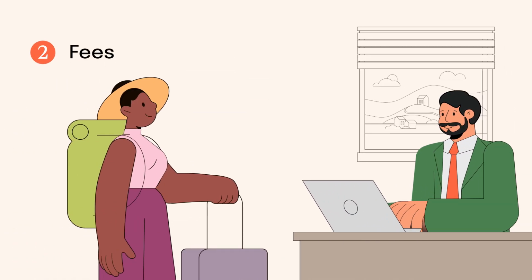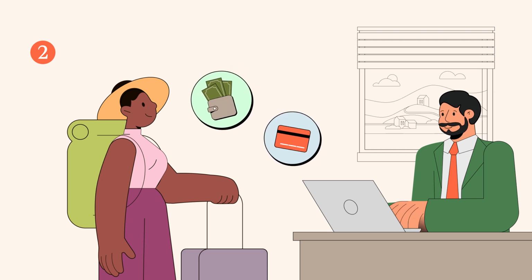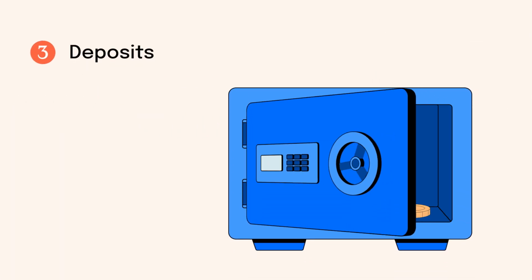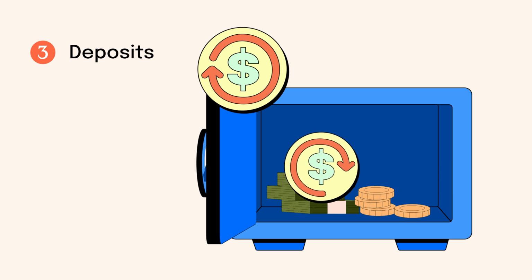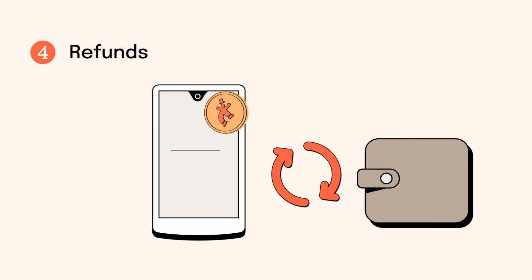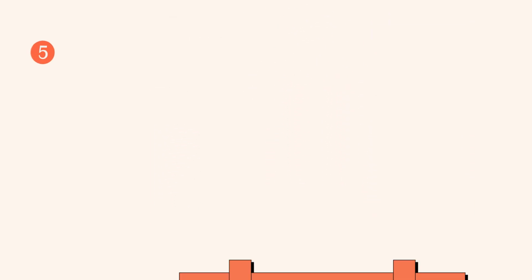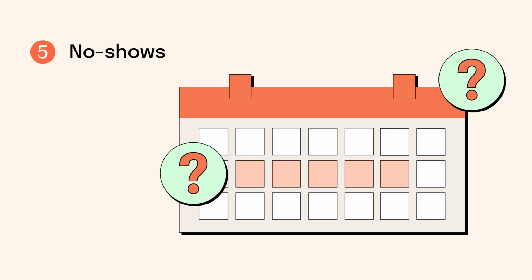2, the fees themselves. Guests need to know exactly what fees they'll face at different deadlines and in different situations. 3, deposits. If you don't take payment for the full booking amount up front, let guests know how much the deposit is and if it's refundable, part refundable, or non-refundable. 4, refunds. Describe exactly how and when they'll be given and won't. And lastly, number 5, no-shows, and how the policy works for them.